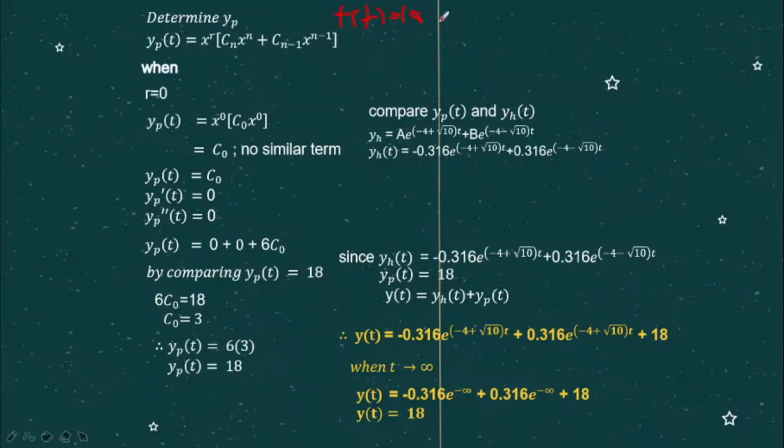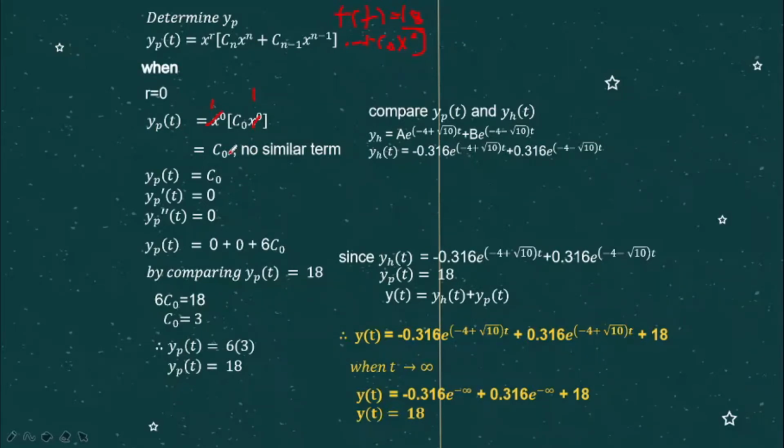That means this is polynomial. Therefore, the general equation for a polynomial is c_n x^n plus c_(n-1) x^(n-1) until plus c_0 x^0. As we can see here, there is no x power anything behind this, so we substitute r equal to 0. So x^0 times c_0 x^0, where x power 0 is equal to 1. Therefore we get c_0 only, and then we get yp(t) equal to c_0.